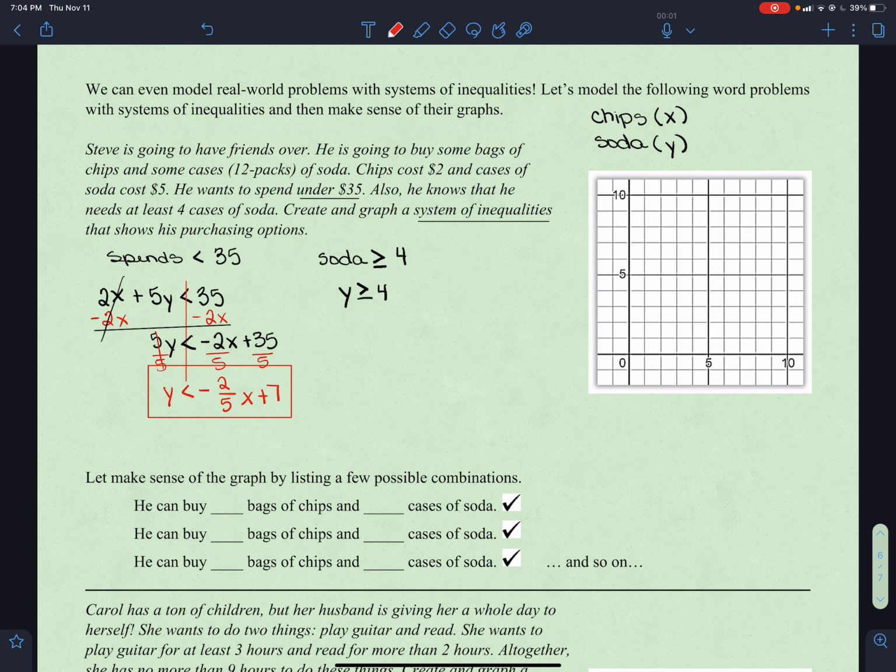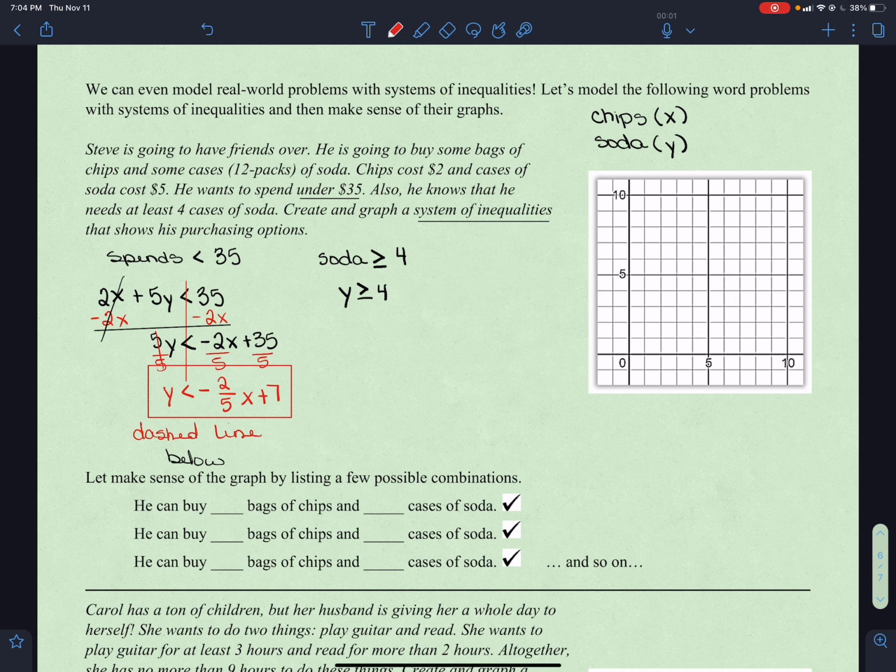This one here is going to be a dashed line. And it is going to be shading below.